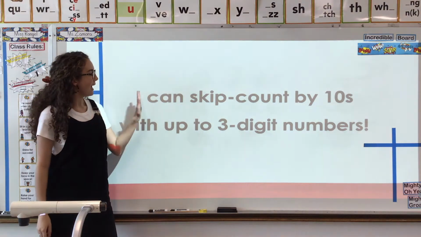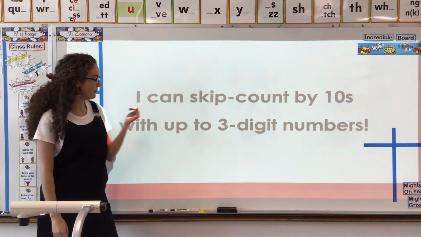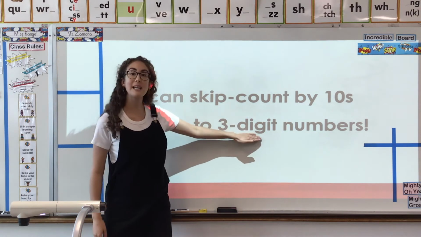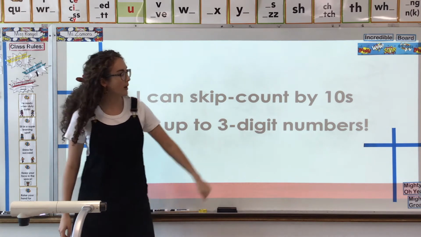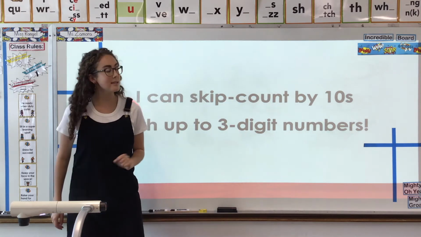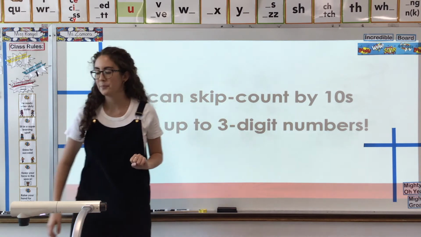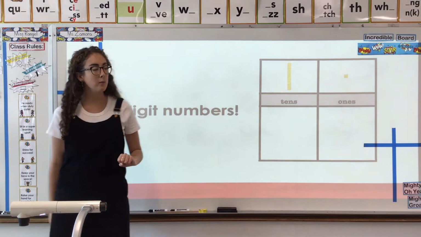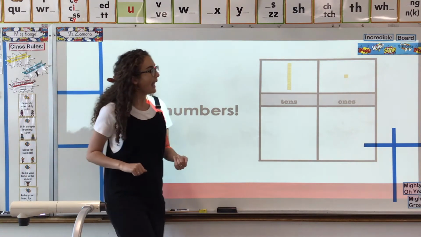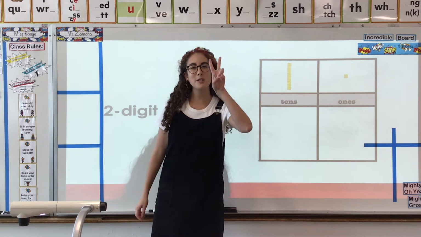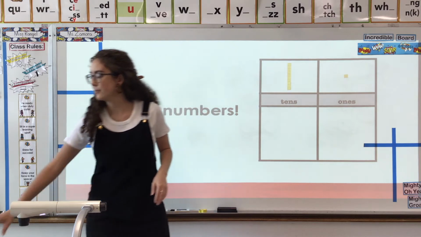It says, I can skip count by tens with up to 3-digit numbers. So we're still focusing on that super important skill of skip counting by tens, but we are graduating to 3-digit numbers. We've been working a lot with 2-digit numbers, like we just did in warm-up, and 2-digit numbers have only 2 place values. They have a ones place and a tens place.